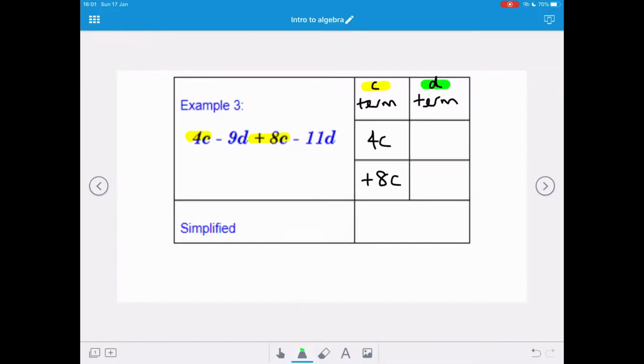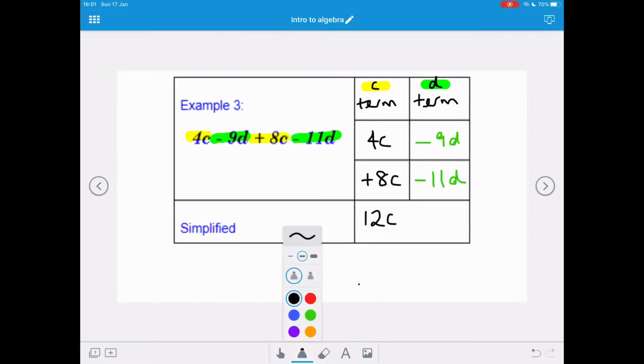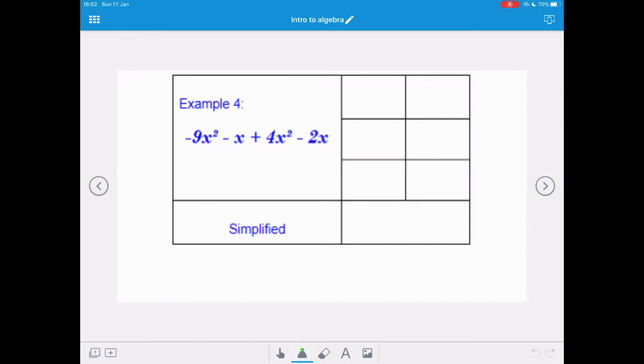terms. Our d terms, we've got subtract 9d, so we can write that in as negative 9d. And we've got a subtract 11d, so we're going to subtract 11d from our negative 9d in order to simplify our d terms. So we end up with 12c and minus 9d minus 11d is negative 20d, so simplified, our expression's 12c minus 20d.